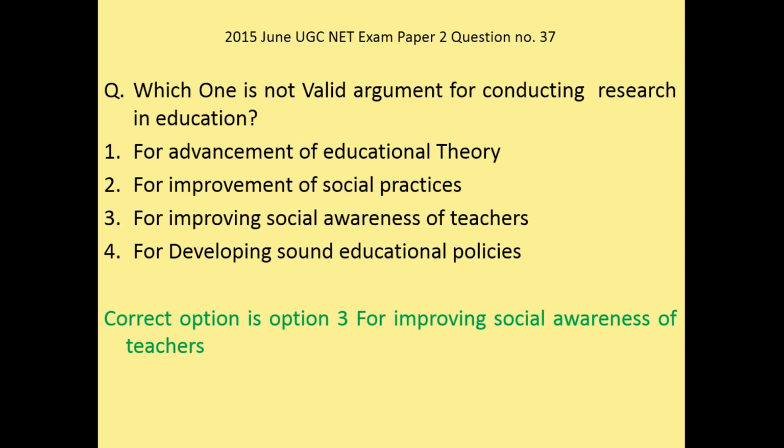This question is related to the purpose of educational research. This question came in June 2015. The question is, which one is not a valid argument for conducting research in education? Option 1, for advancement of educational theory. Option 2, for improvement of social practices. Option 3, for improving social awareness of teachers. Option 4, for developing sound educational policies.